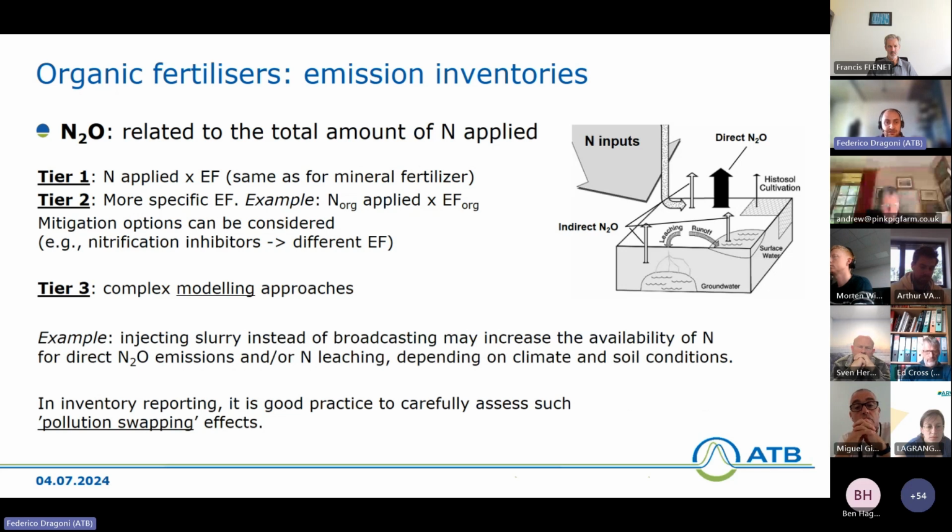An example of this is that there is scientific literature saying that injecting slurry instead of broadcasting it, so injecting it in the soil, may increase the nitrogen availability so much that nitrous emissions after ammonia volatilization are increased. And this is something that in the end does not have much practical relevance, because it is really hard to assess. Nitrous oxide emissions are really hard to predict. But for instance, in inventory reporting, it is good practice to assess this as carefully as possible, because you are swapping from one form of pollution to another, and this needs to be quantified.